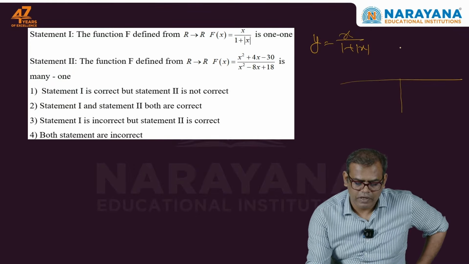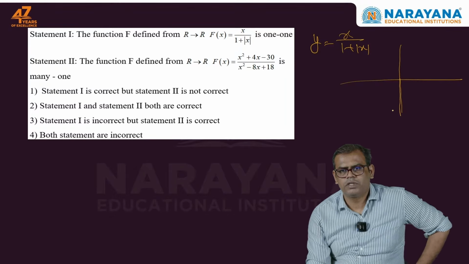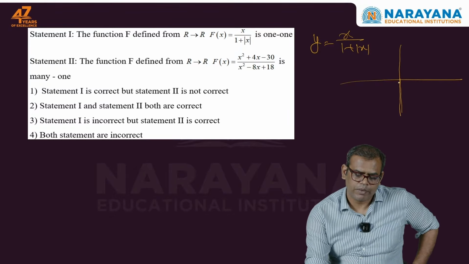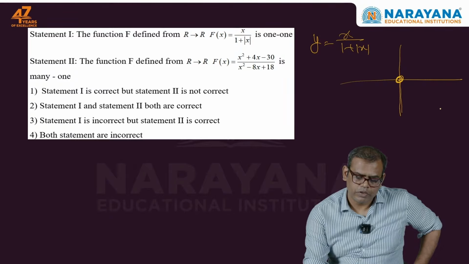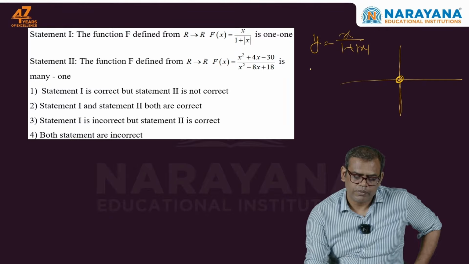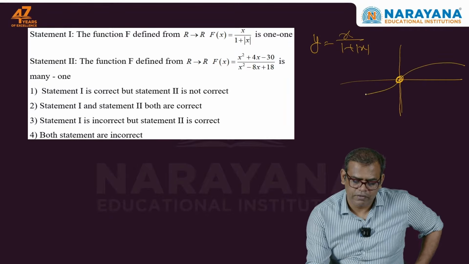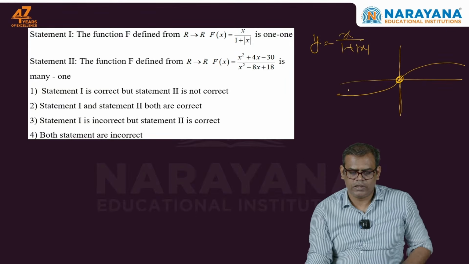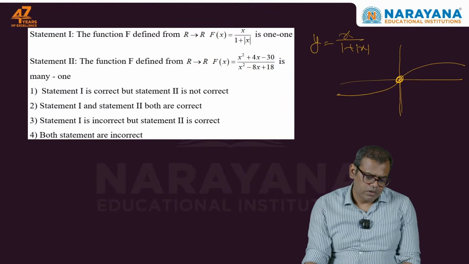And what kind of graph will come? The function is odd also, symmetrical about the origin, and the curve will pass through the origin. If x approaches plus infinity, then infinity by infinity is an indeterminate form, so y will approach 1, so that kind of curve will come. It is always strictly increasing, so it is always one-one. So the function is one-one. So the first option is the correct one.